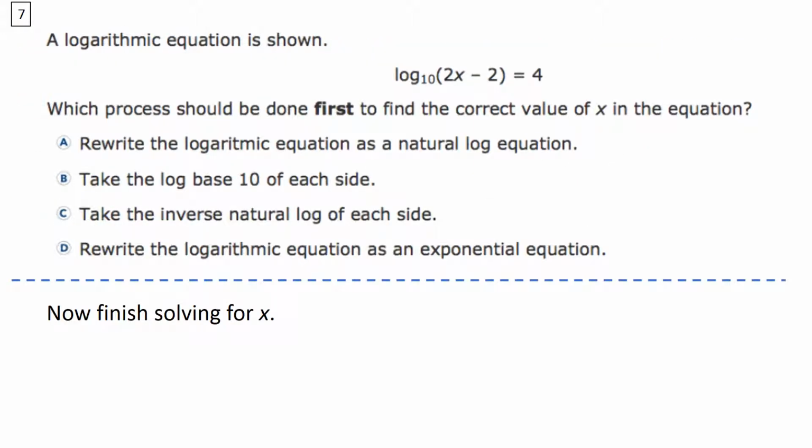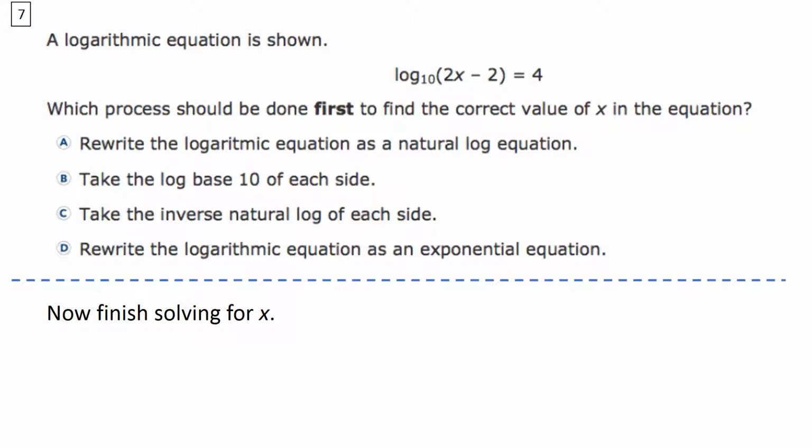Okay, finally, number 7. We got 2 parts to this one. It gives us the logarithmic equation and says which process should be done first to find the correct value of x in the equation. And then it does ask us to finish solving for it. Well, the only way we really got to solve logarithmic equations is to transform them into exponential equations. There's really nothing else that we've ever done in our class to do that. That doesn't mean there's nothing else that could be done, but that's as far as we've ever taken logs, because that's where the standards take us.